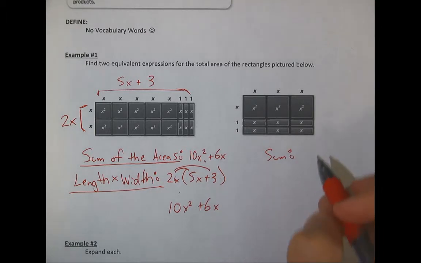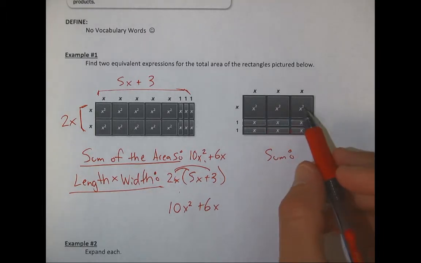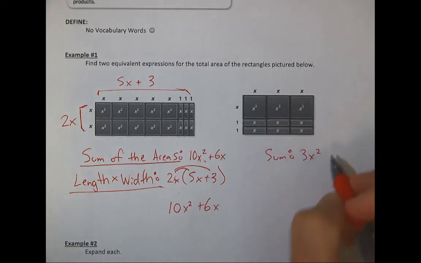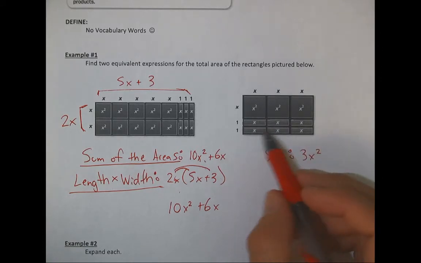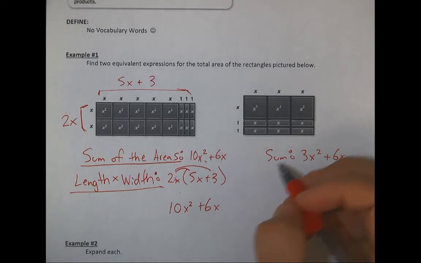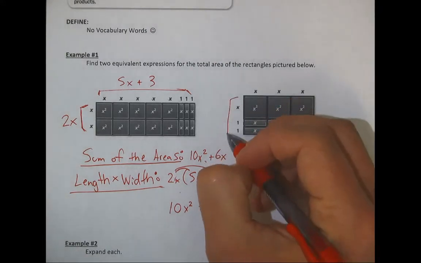Start with the sum. Adding up my areas that I have. I know the area of these, each one is x squared, and there's 3 of them, so it's 3x squared. And I know I have 6 of these, 6x's.